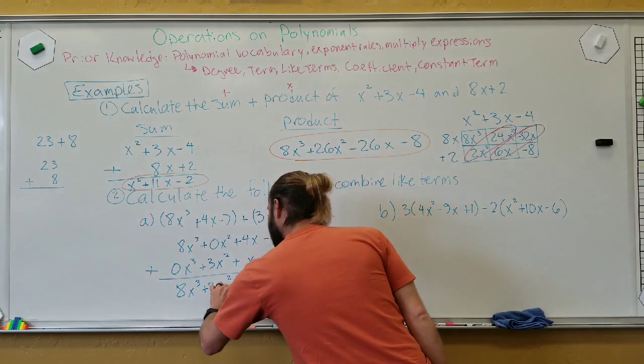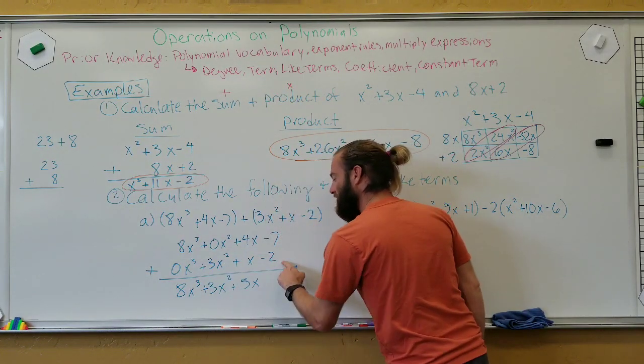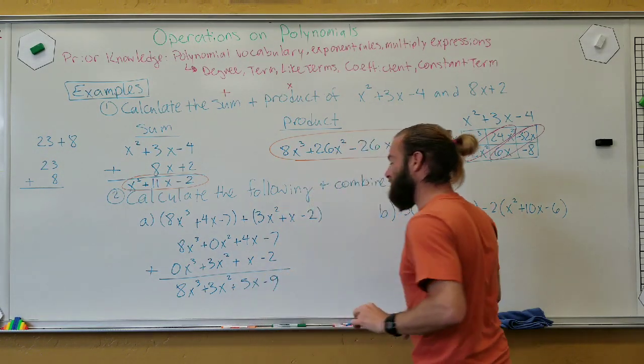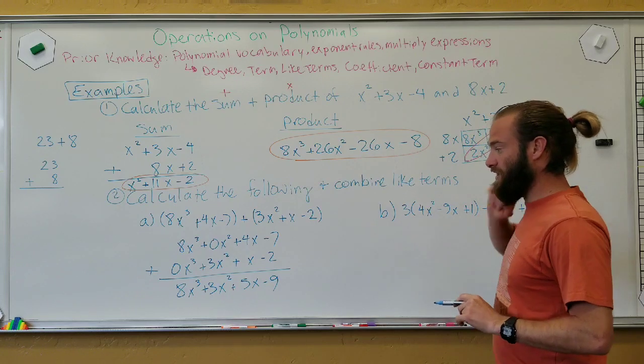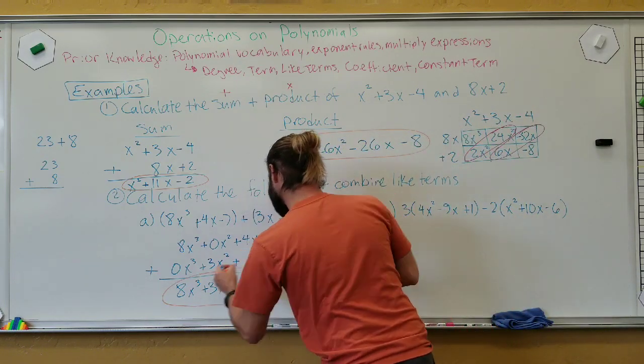And then plus 4x plus 1x is 5x, and then negative 7 plus negative 2. Careful with your negatives. When you add two negatives, it gets more negative, so we have negative 9. Okay? So there's that one. You can check the other one.